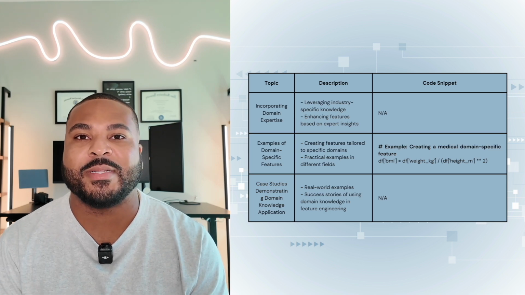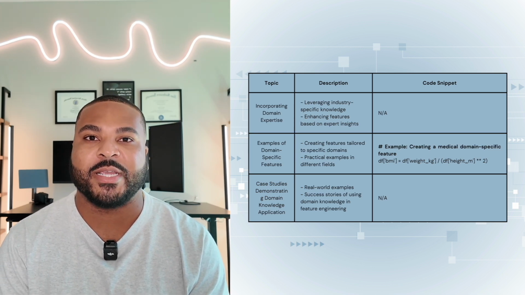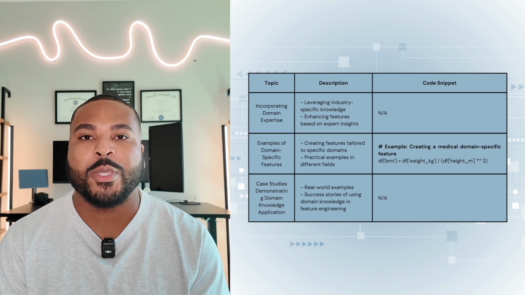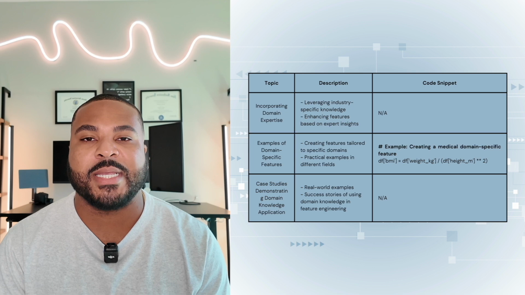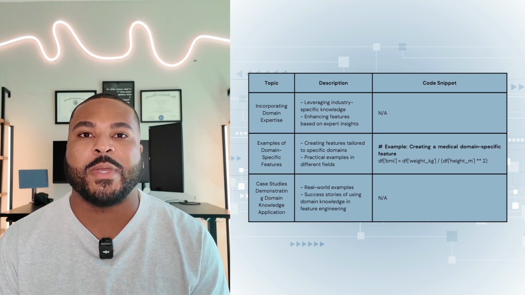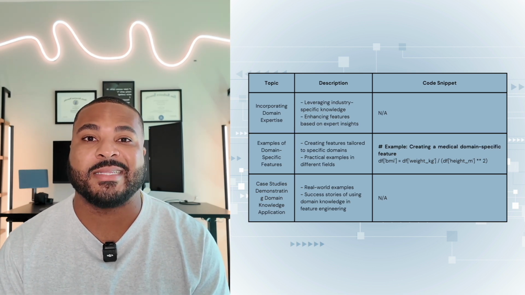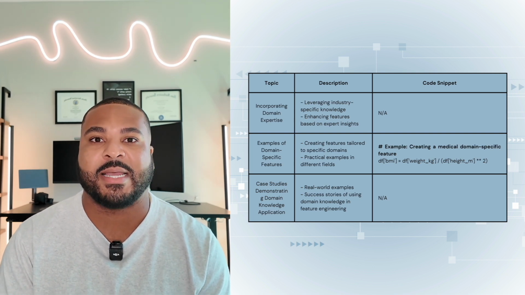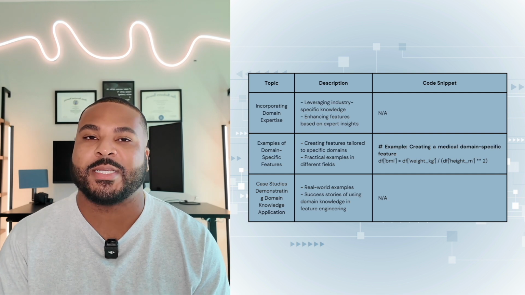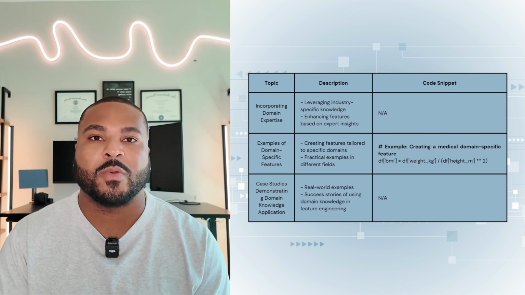In this code snippet, to create a domain-specific feature in the medical field example, we create a new feature, BMI, which is commonly used in healthcare to assess whether a person has a healthy body weight. We now know that applying domain knowledge can lead to significant improvements in the effectiveness of your data science and data analysis projects. So let's look at a couple of real-world examples.